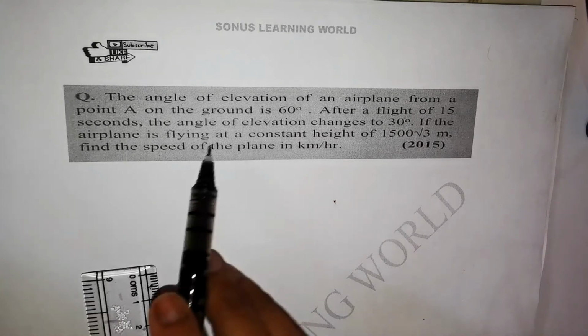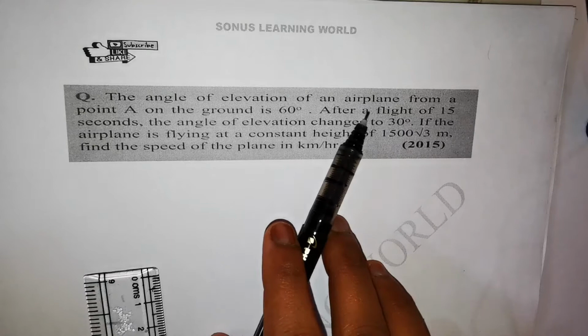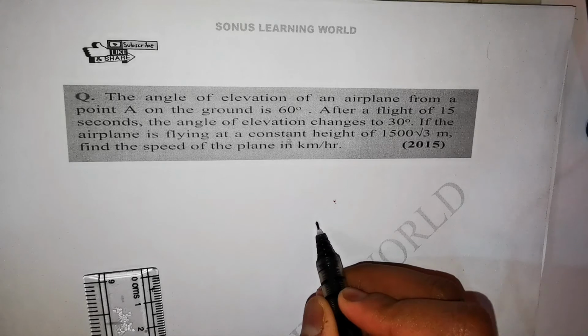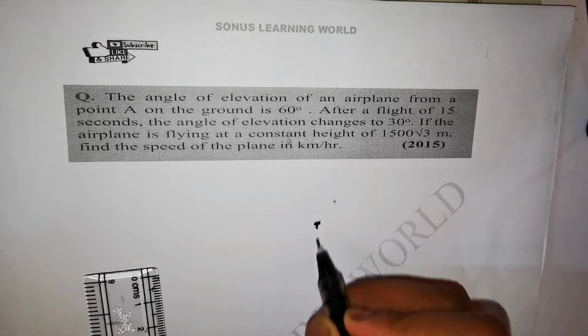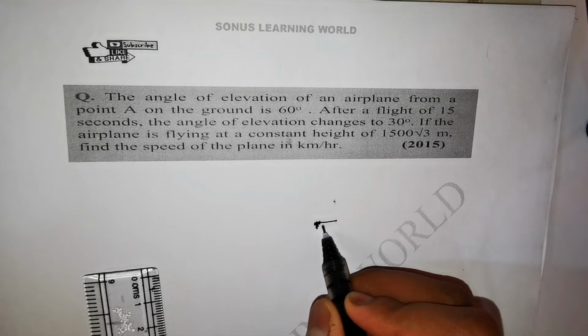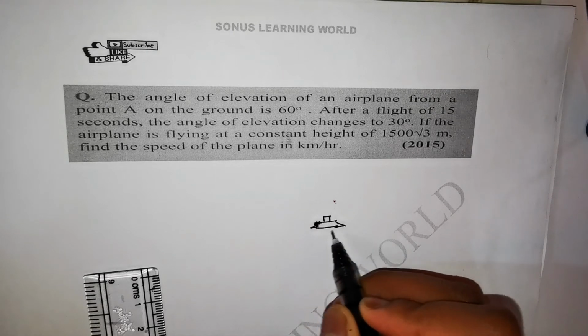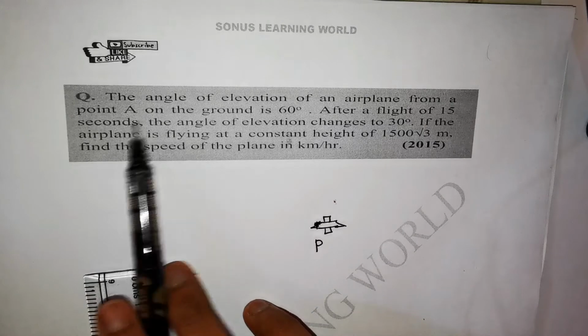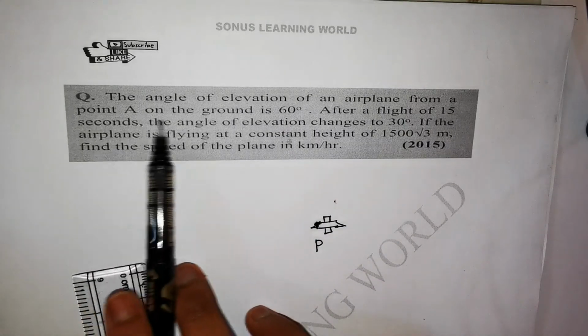Okay, students. So, the angle of elevation of an airplane from a point A on the ground is 60 degree. So, we have an airplane. Let this be the initial point of the aeroplane. Let this be at point P.